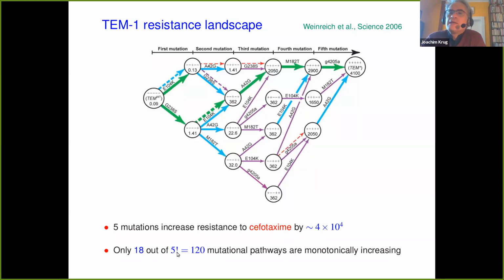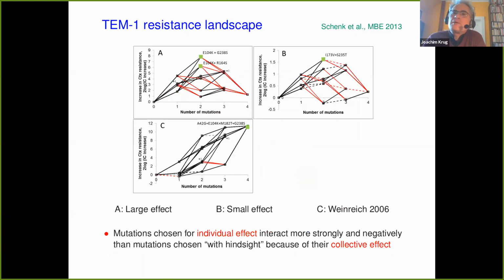Now, this is, of course, only a small piece of the resistance landscape of TEM1, and we have, in joint work with Ariane, over the years explored various other parts of that landscape. So this is a plot from a 2013 paper. And this shows now 4 or 3 sort of small scale landscapes. This is the Dan Weinreich's landscape again, or rather a piece of it, because one of the 5 mutations was omitted here. So these are landscapes consisting of 4 mutations.